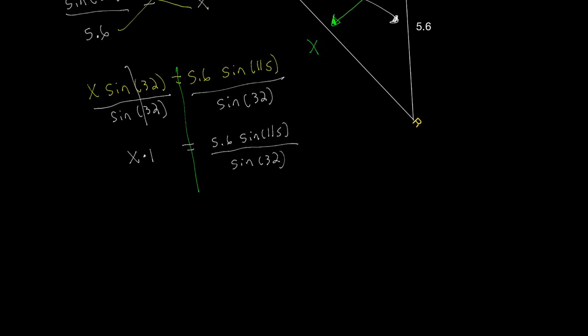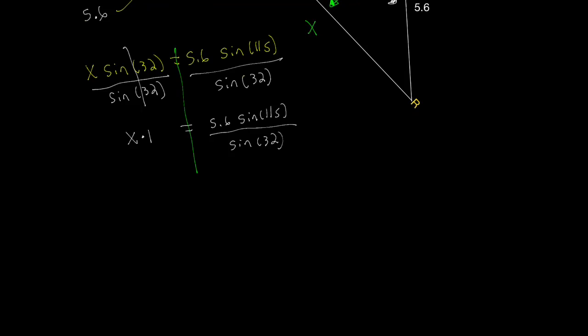And now this is a problem for the calculator to solve for us. So here, x times 1, that's just x. I'm going to calculate the numerator first. I'm getting an approximation of 5.08. And now this is the numerator. Now it's going to get divided by sine of 32.